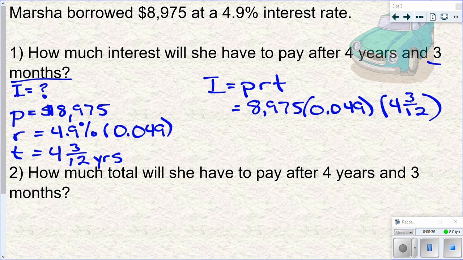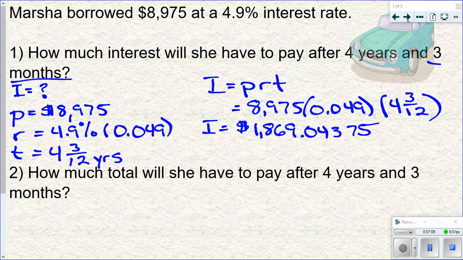So 8,975 times 0.049 times 4 and 3/12. And what I get is, this is money, this is how much interest she's going to have to pay, $1,869, and then there's a bunch of decimals that come after that.